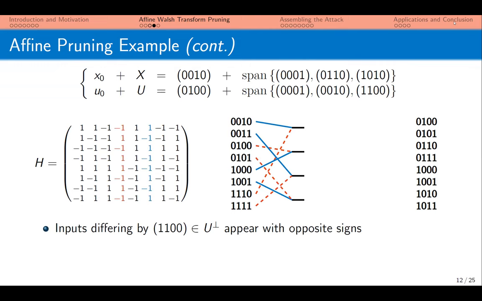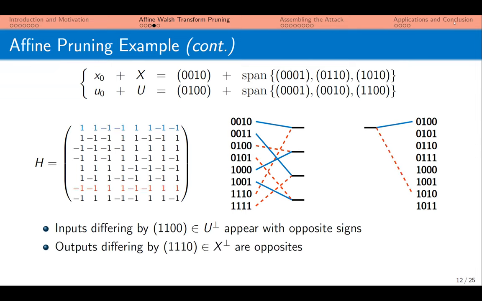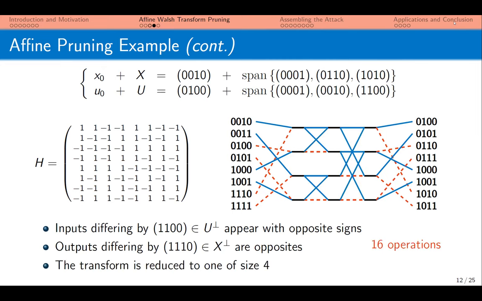So this suggests that our algorithm should start by simply subtracting the pairs of inputs. Next, we look at the rows, and we notice a similar property, which is that the pairs of rows which differ by vectors orthogonal to X are always opposite. So this suggests that the algorithm should end simply by copying some register to two different positions of the outputs. And it turns out that we can actually complete this algorithm with a smaller fast Walsh transform of size 2^4. And in total, this version of the algorithm just requires 16 operations. And this is the basic idea behind the proof of the full result.